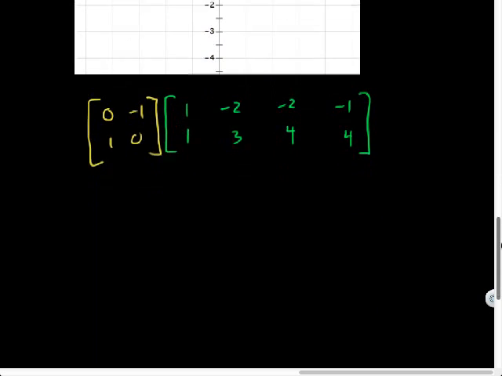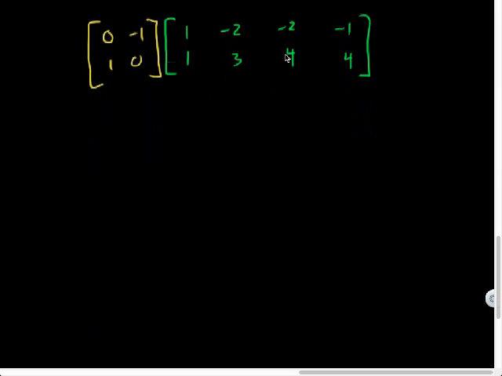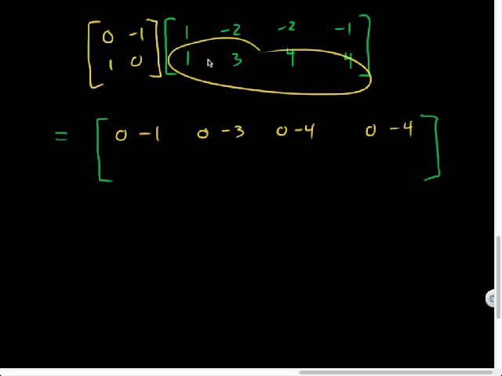So let's multiply. I've got a 2 by 2 multiplied by a 2 by 4. What's the size of my answer? 2 by 4, hopefully. I like it. So let's figure this out. First row, first column: 0, -1. First row, second column: 0, -3. First row, third column: 0, -4. First row, fourth column: 0, -4. So it appears that the x coordinates are now going to be the opposite of the original y coordinates.